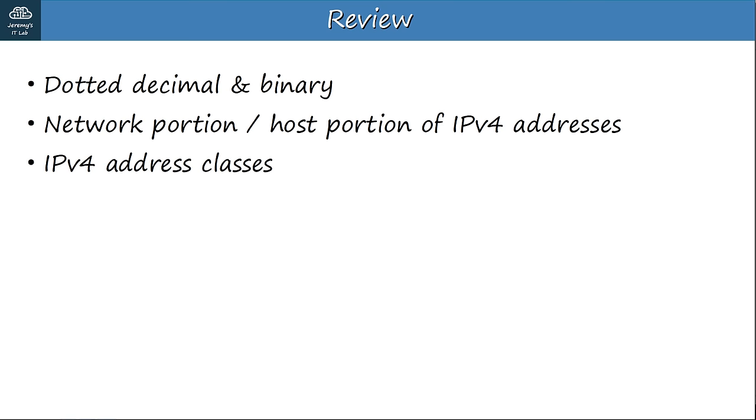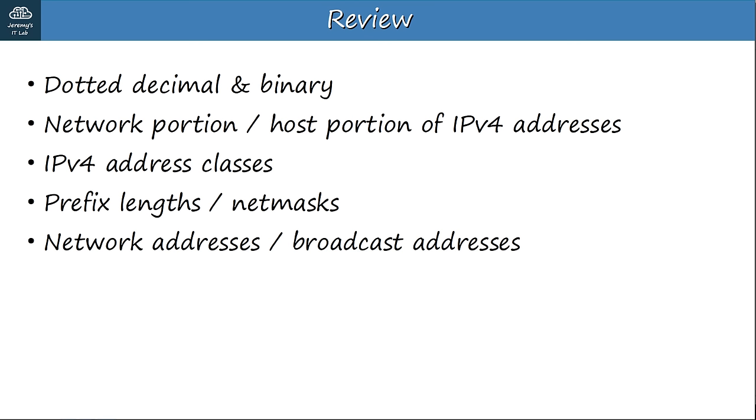You learned about the IPv4 address classes. We looked at the different ways of indicating the length of the network prefix, by writing the prefix length with a slash, or by using a netmask. And finally, you learned about the network address, which has a host portion of all zeros and is used to identify the network itself, not any particular host on the network. Also the broadcast address, which has a host portion of all ones, which is used to send network traffic to all hosts on the network.